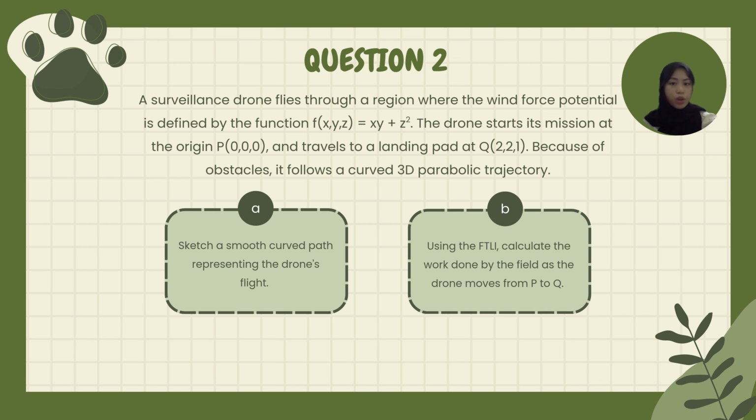Instead, it must follow a curved 3D parabolic trajectory to reach its destination safely. So based on this setup, the problem asks us to perform two tasks. First, we need to provide a sketch of path C. This is a visual representation of that smooth curved flight from the start point at the origin to the landing pad. And second, we need to calculate the total work done by the wind force field during this flight.